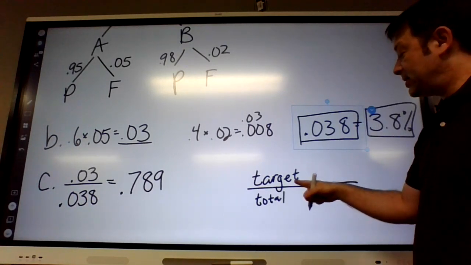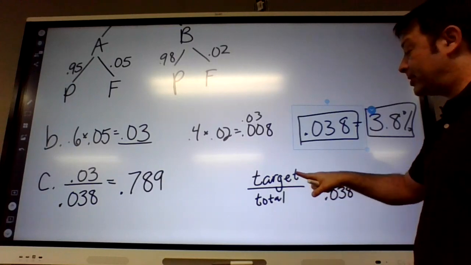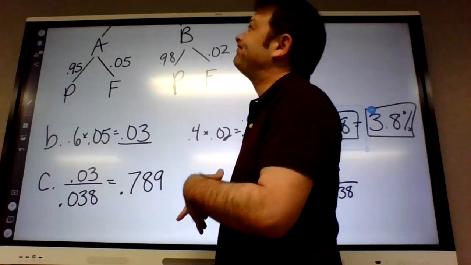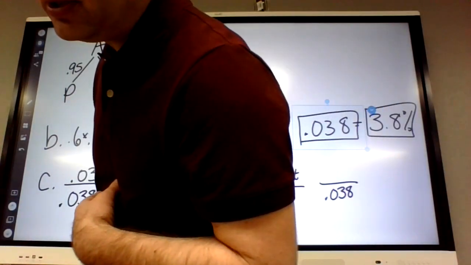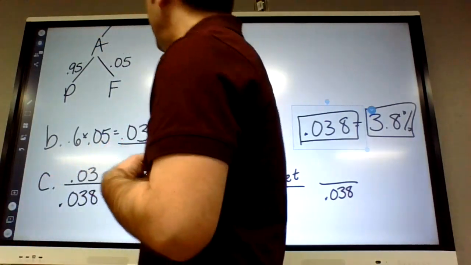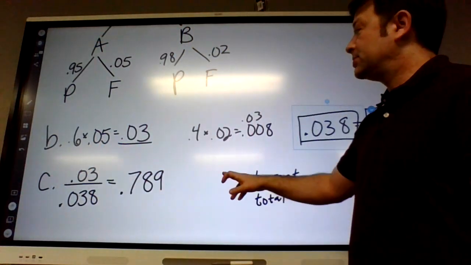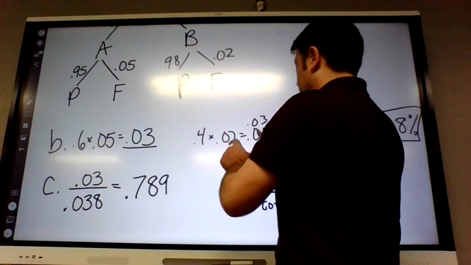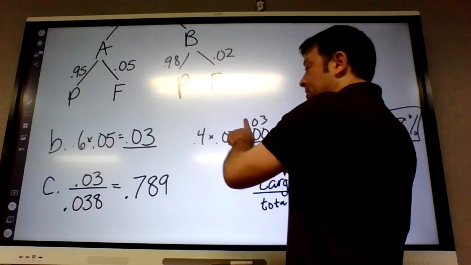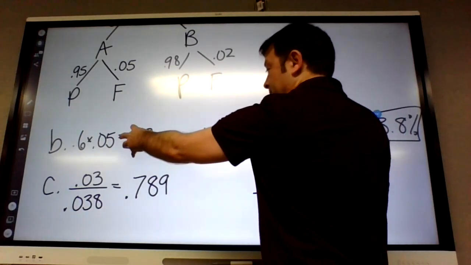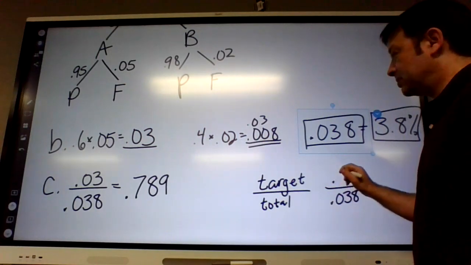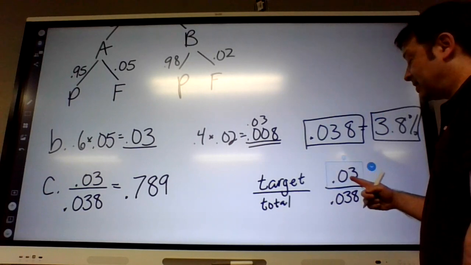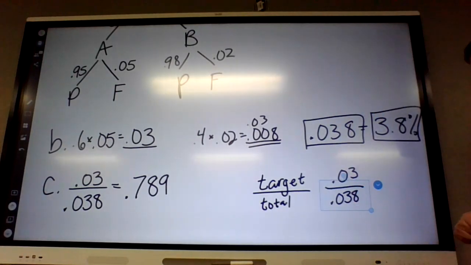And the target, they said, given that we got a failed ball bearing, what's the probability that it came from machine A? So, out of this 0.038, 0.008 came from machine B, 0.03 came from machine A. So you do the target, which is machine A, out of the total. Machine A's failures out of the total failures. Okay. Makes more sense.